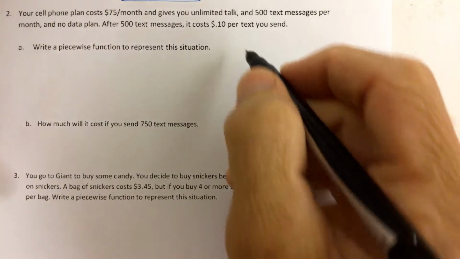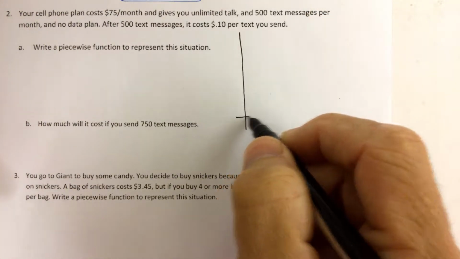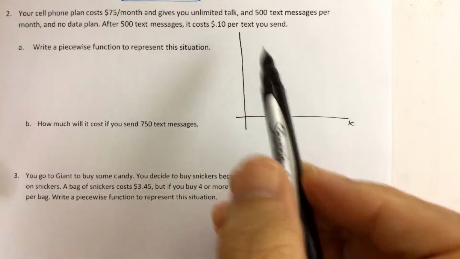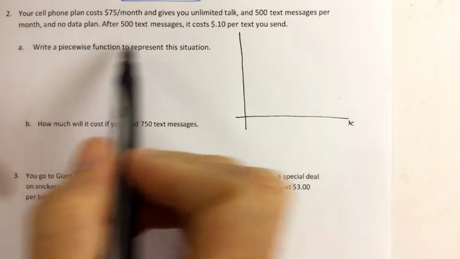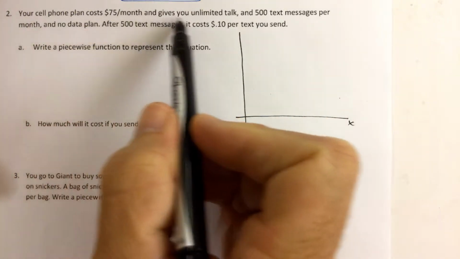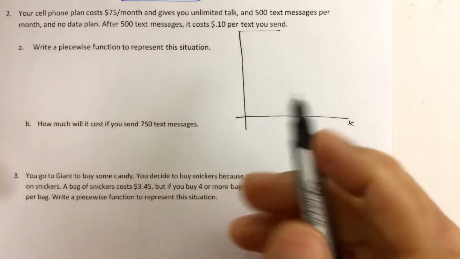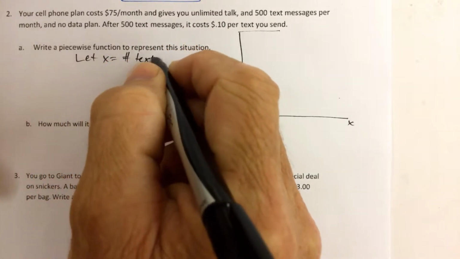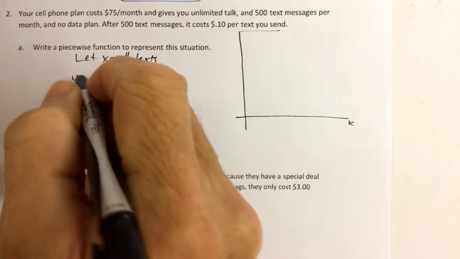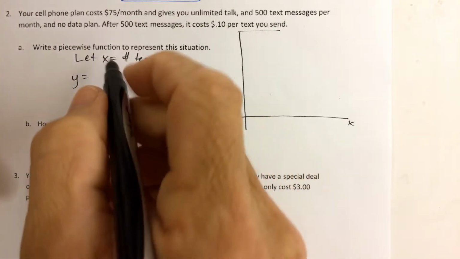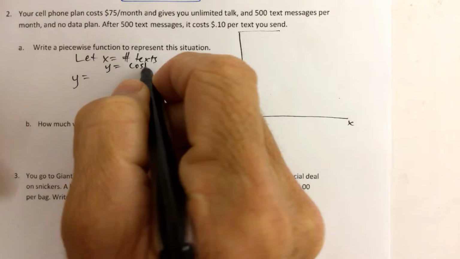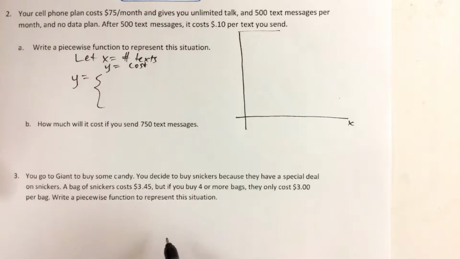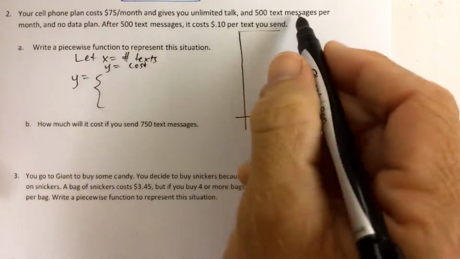Problem number 2, we've got a cell phone plan, and again we're coming up with a piecewise function, so I want to define my variables here. We're going to let x be what? How much you pay depends on how many texts you send. So we're going to let x equal the number of texts, and we know that y will be equal to the amount of money that you pay, so cost or monthly fee.